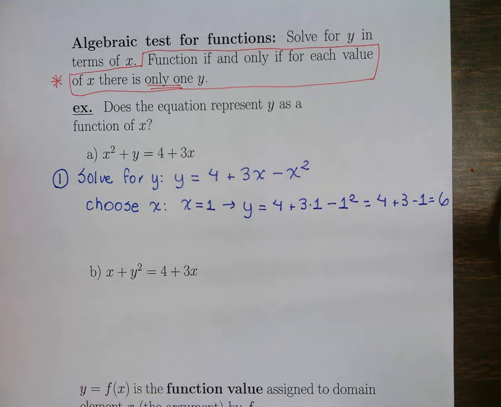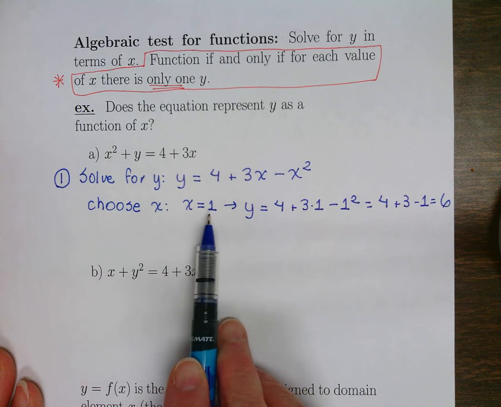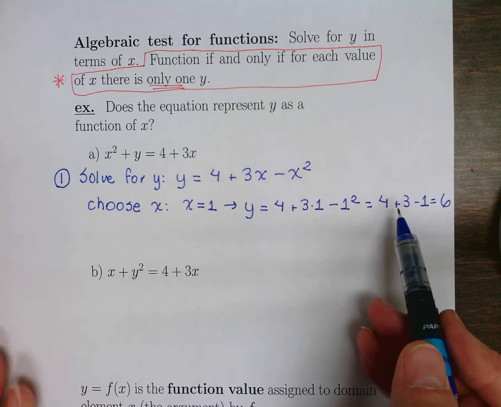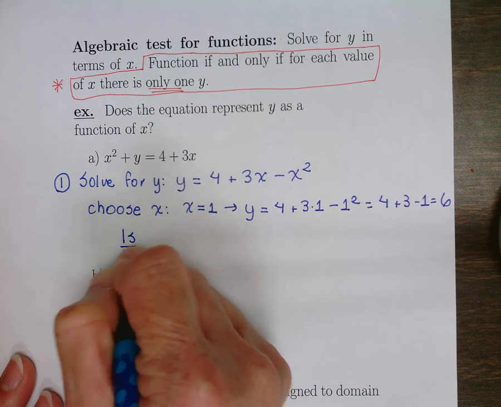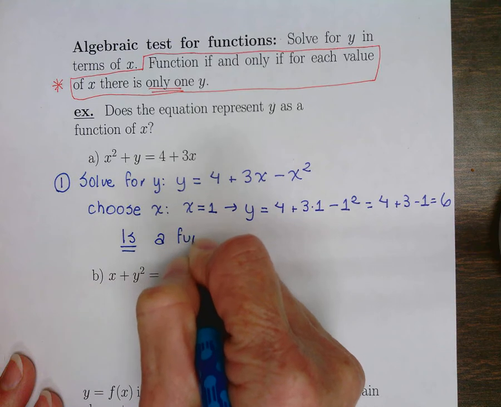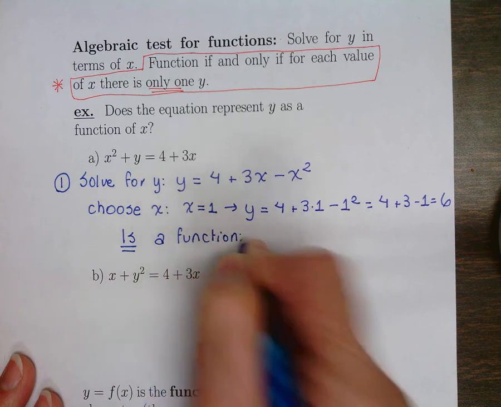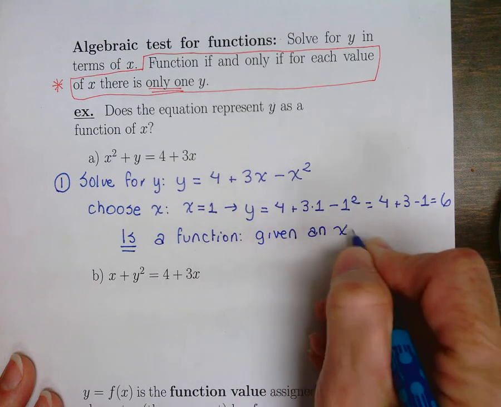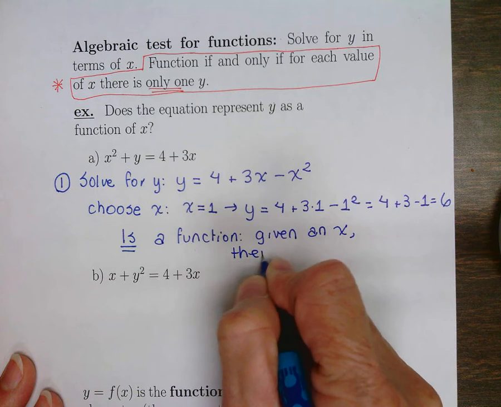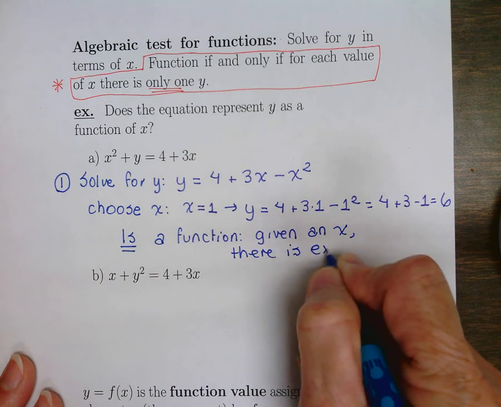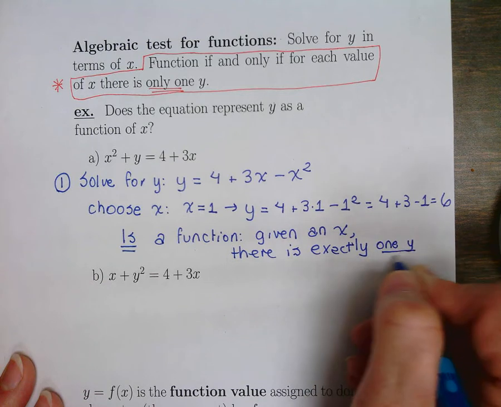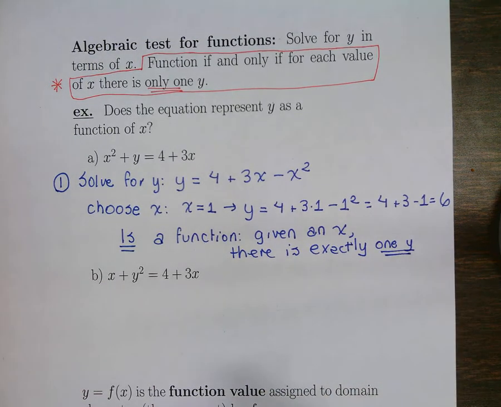Is there any ambiguity? Could I come up with another y value associated to 1? And the answer is no. And I think you can see that's true no matter what x value I choose. So this is a function, because given an x, there is exactly 1 y that's associated to it. Okay?